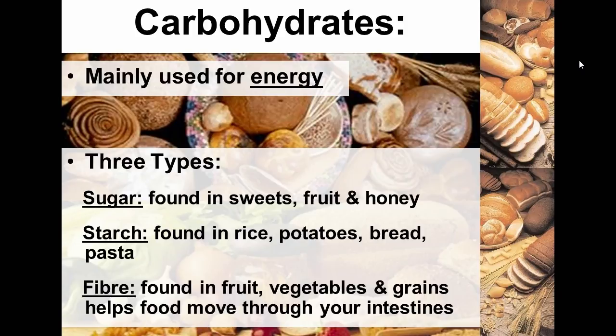And so it's been shown that if you have a high fiber diet, you're less likely to get cancer in your large intestine or colon, basically because you're getting rid of those wastes better, and you're cleaning out your intestines a bit better. Okay, so those are the three types of carbohydrates: sugar, starch, and fiber. Three types of carbohydrates, and sugar and starch are our main sources of energy.